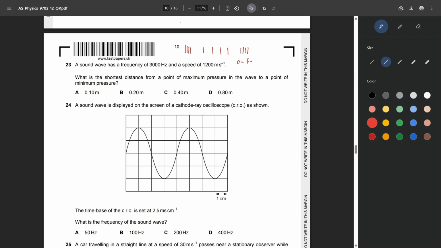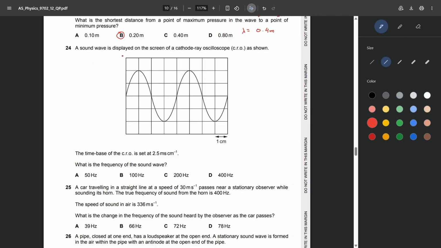c is equal to f times lambda. So lambda, which is the wavelength, is equal to speed divided by frequency, which is 1200 meters per second divided by 3000 Hertz. The wavelength here is 0.4 meters. Now, the distance between a maximum pressure and a point of minimum pressure is the distance between a compression and a rarefaction, which is half times the wavelength, right? The wavelength is one compression to another compression. So this distance right here will be half of a wavelength, which is 0.4 divided by 2, 0.2 meters. Option B.